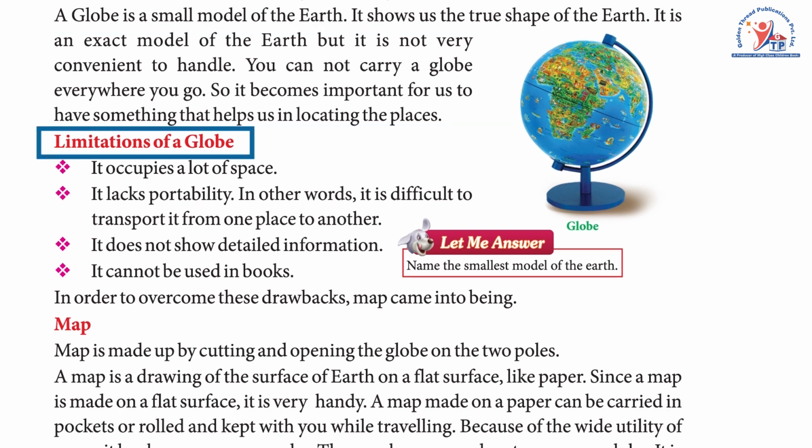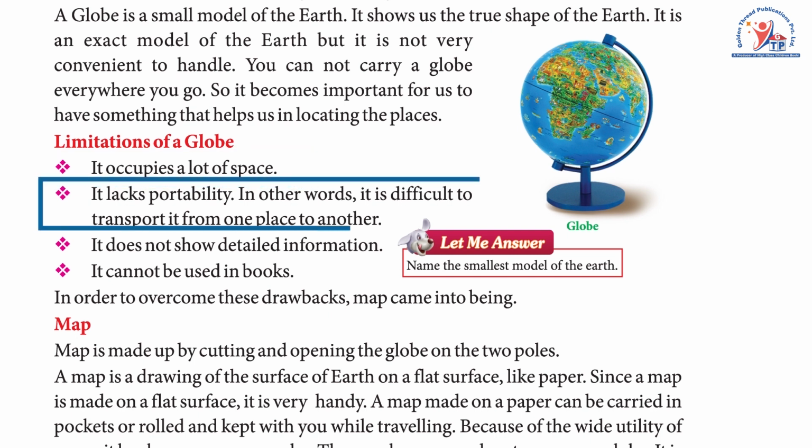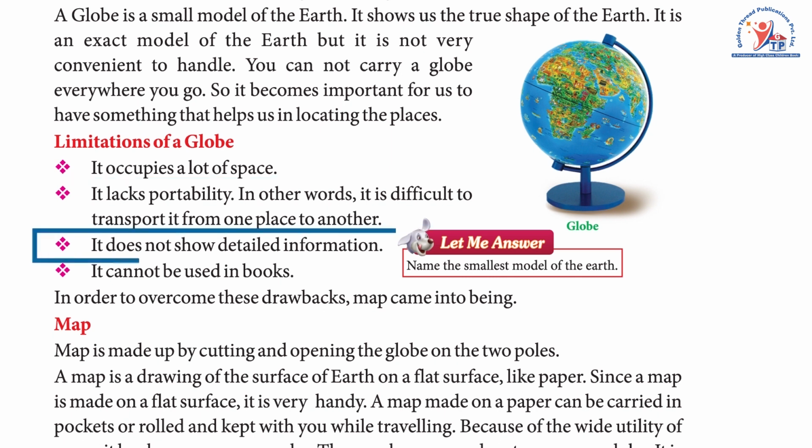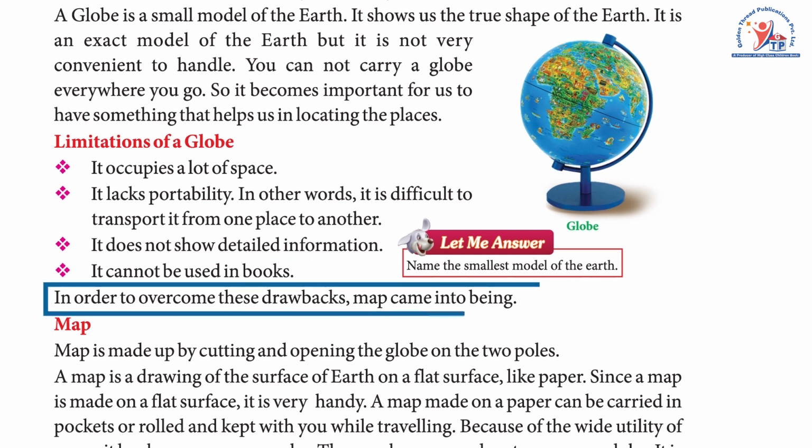Limitations of a globe. It occupies a lot of space. It lacks portability. In other words, it is difficult to transport it from one place to another. It does not show detailed information. It cannot be used in books. In order to overcome these drawbacks, the map came into being.